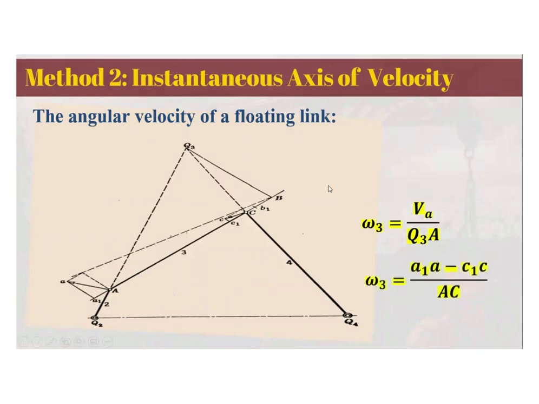You can also solve the angular velocity of link 3, this floating link, by finding the difference of the vectors A1A and C1C and dividing it by the line joining them, which is AC. So this is a vector difference. It is not a simple vector difference. You cannot subtract it directly, but you are going to use vector subtraction, or the negative of the vector, which was also discussed in topic number 2.